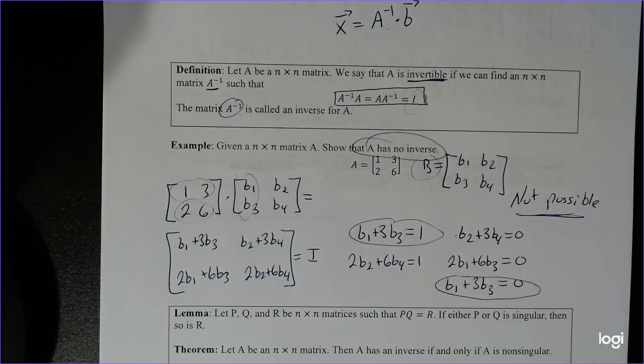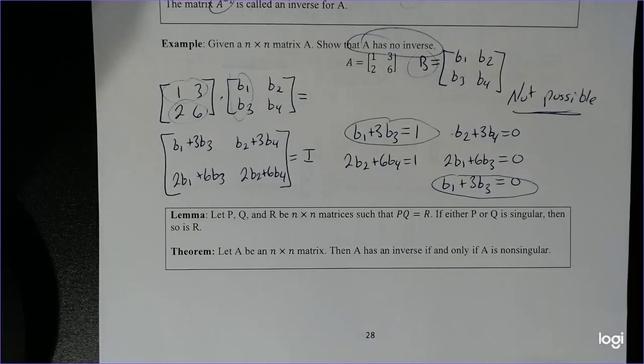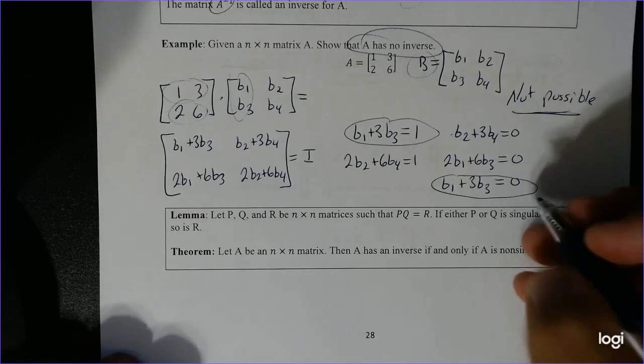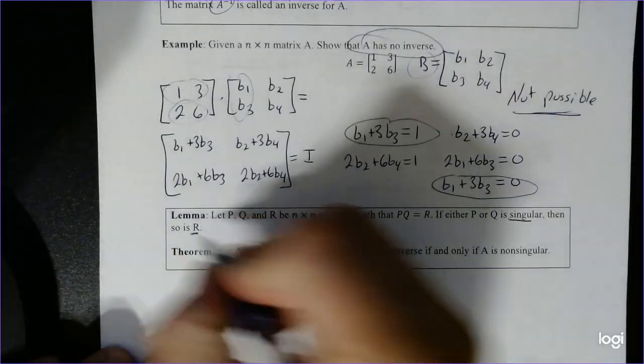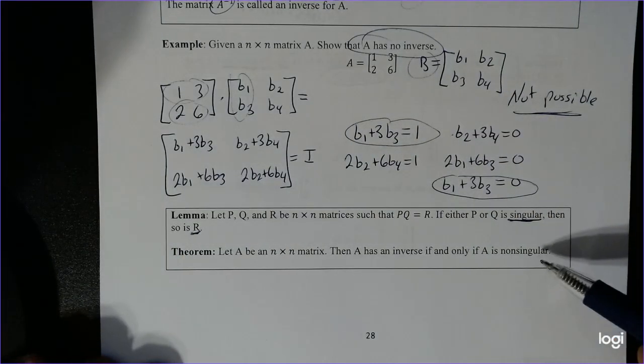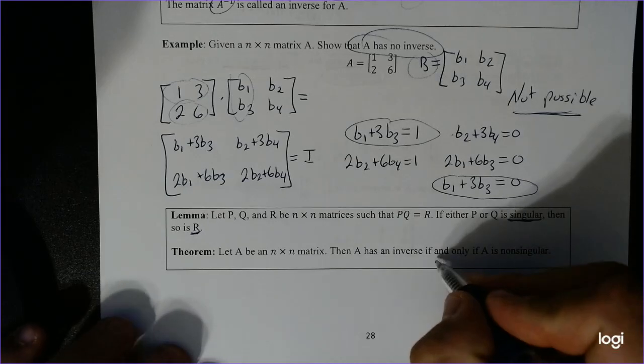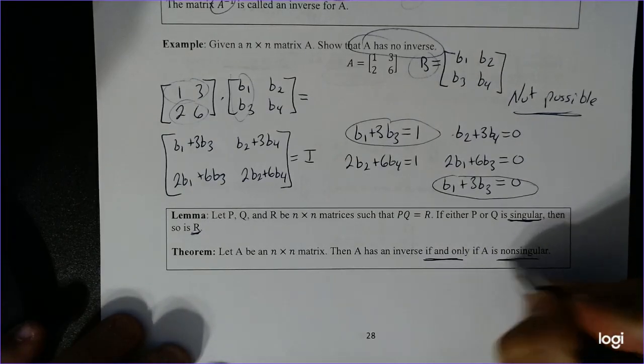Now, the next couple of lemmas and theorems intertwine what we already know to what an inverse represents. So the first lemma: let P, Q, and R be n by n matrices, such that the multiplication of P and Q gives you R. If either P or Q is singular, then so is R, and that's a key thing. Okay. And now it goes to our theorem. Let A be an n by n matrix, so always a square. Then A has an inverse if and only if it is non-singular.